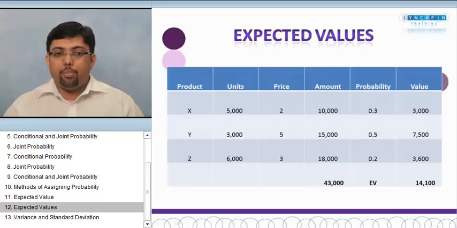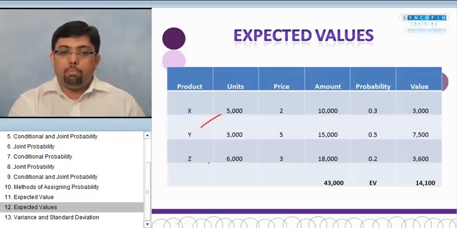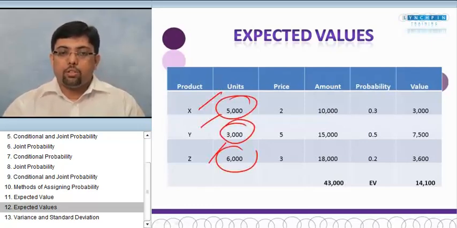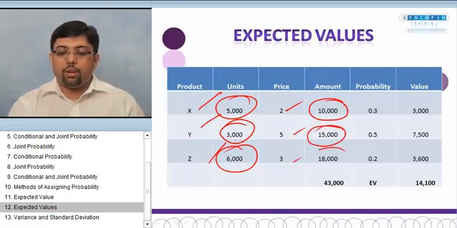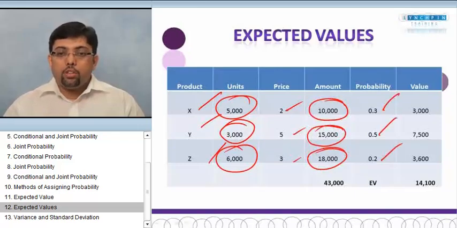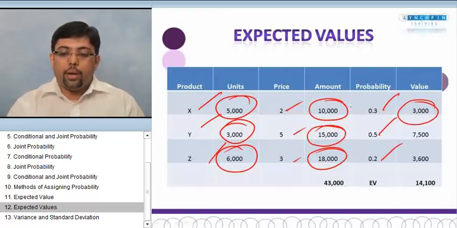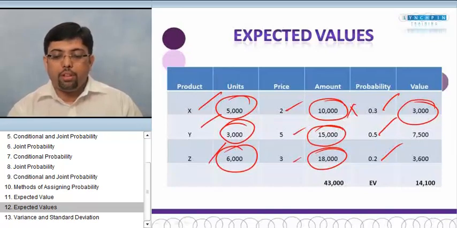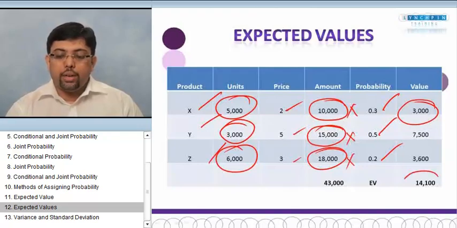There is a calculation. We have three products X, Y, and Z, with 5,000, 3,000, and 6,000 units at prices of 2, 5, and 3. So we have sales of $10,000, $15,000, and $18,000, and the probabilities assigned are 0.5, 0.3, and 0.2. You will find that for the product X we have a value of 3,000. This is 10,000 multiplied by 0.3, 15,000 multiplied by 0.5, and 18,000 multiplied by 0.2. This total is known as the expected value.